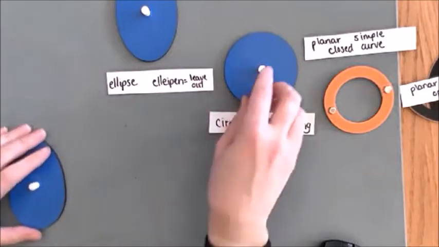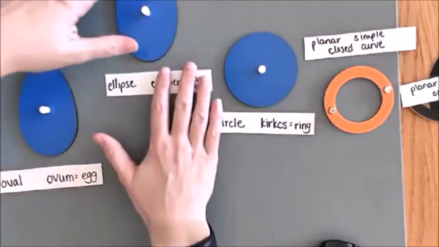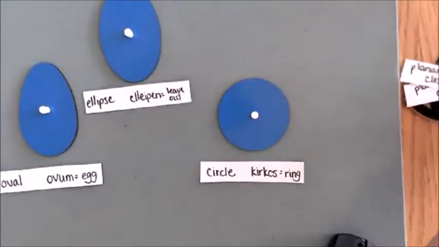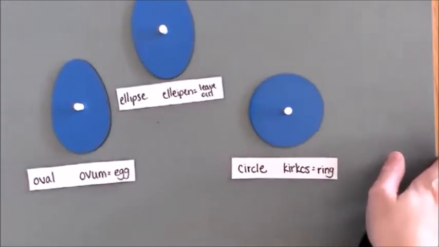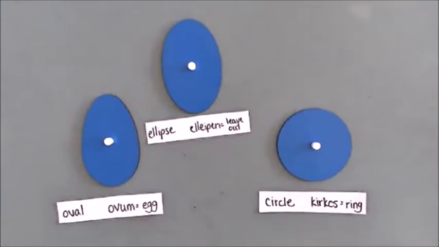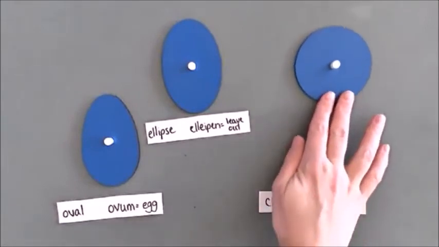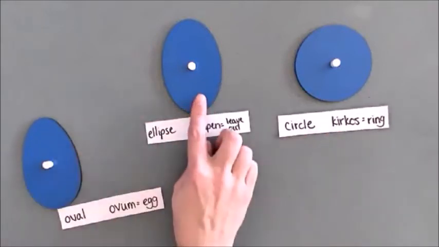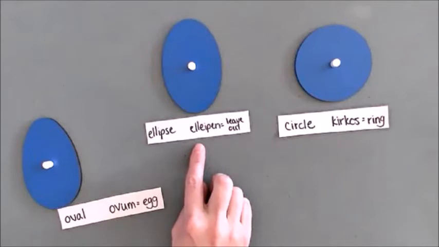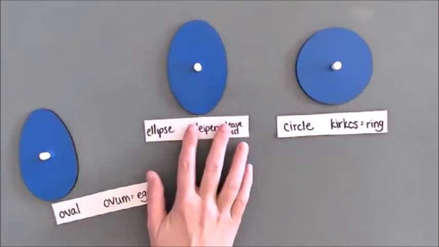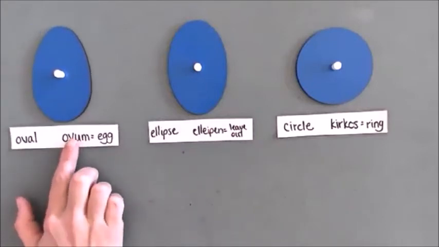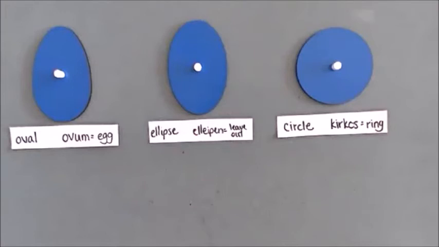So these are the three planar curves that we have to study. I'm going to move our simple planar closed curve out of the way. There we go. Here are the three planar curves that we are studying. The circle, coming from the Greek kurkos, meaning ring. The ellipse, coming from the Greek ellippian, meaning to leave out or to fall short. And the oval, which comes to us from the Latin ovum, meaning egg. These are our three planar curves that we are studying.